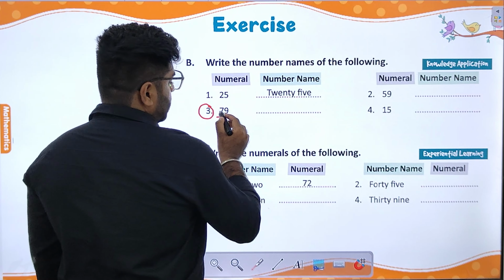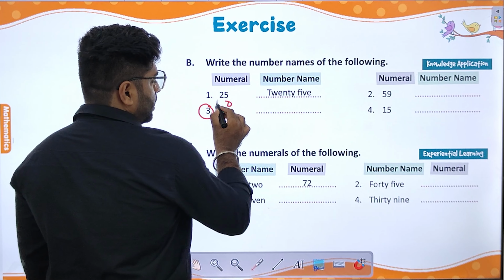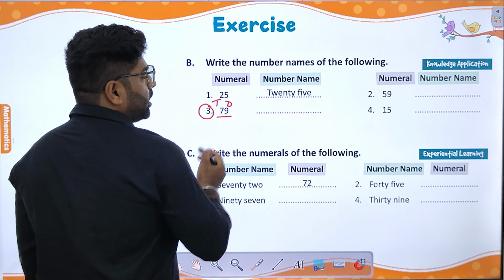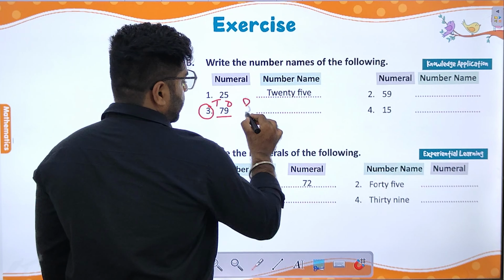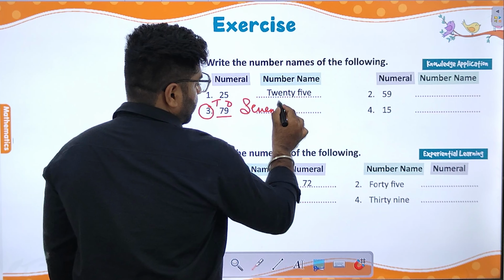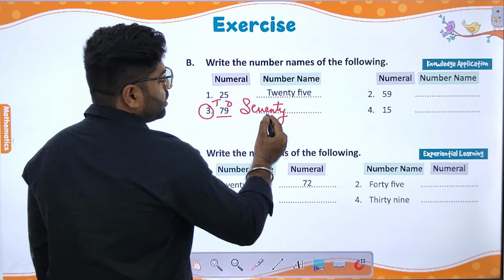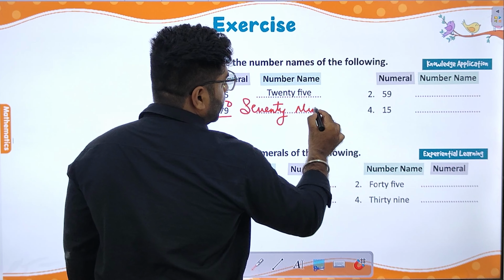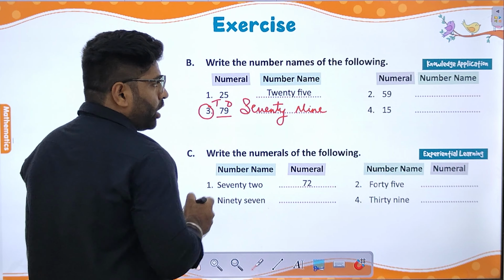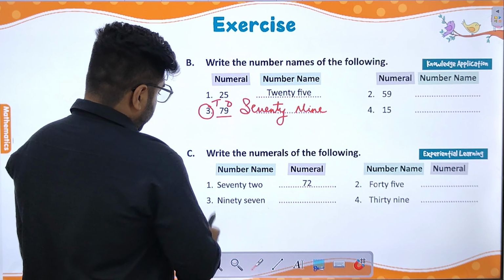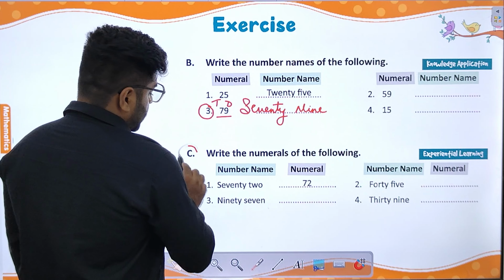First, this is our ones place and this is our tens place. At tens place, we are having 7. So we are going to use this as 70. And after that, on ones place, we are having 9. So this is our simple 9. Clear? Now move to our next part.